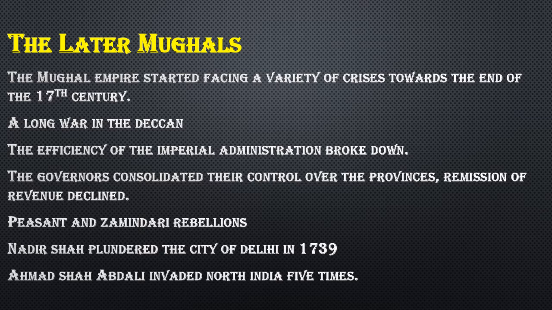As you had learned from chapter 4, the Mughal Empire had reached the height of its success and started facing a variety of challenges towards the closing years of the 17th century. These were caused by a number of factors, including the policy followed by Aurangzeb. Aurangzeb had depleted the military and financial resources of his empire by fighting a long war in the Deccan. Under his successors, the efficiency of the imperial administration broke down.